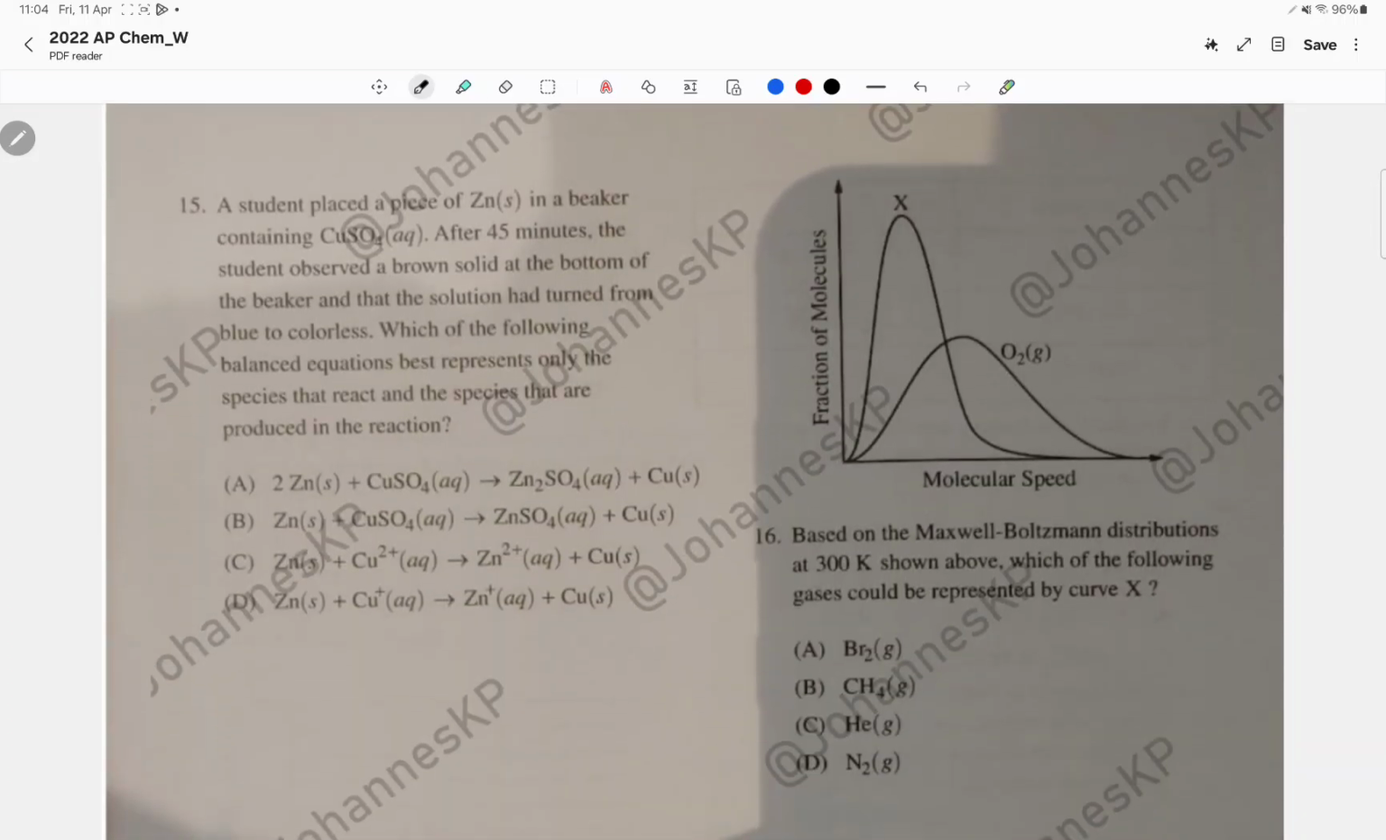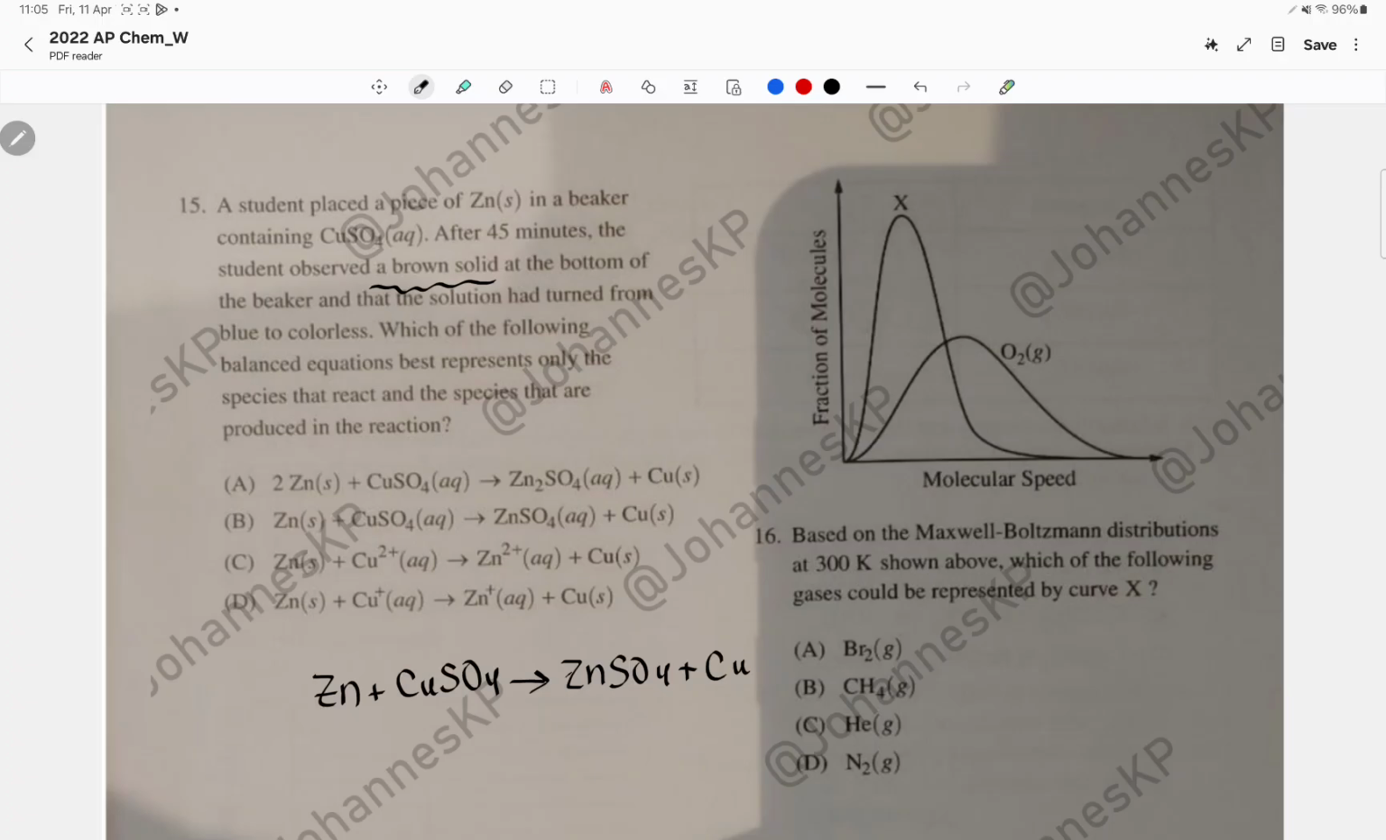So here we have zinc reacting with CuSO4. What do you think we're going to get? We're going to get ZnSO4 plus Cu. They said a brown solid at the bottom of the beaker. Okay, a brown solid at the bottom of the beaker.